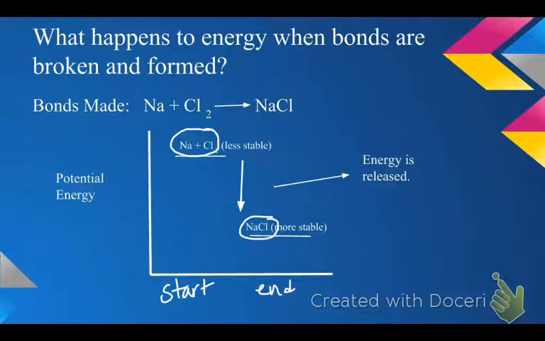So that means that Na and Cl2 are less stable because they have more energy. So those two things are inversely related. They have more energy, so they are less stable. And sodium chloride has less energy, so it is more stable.